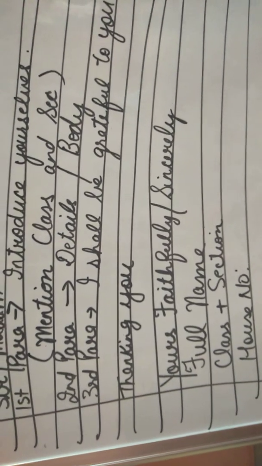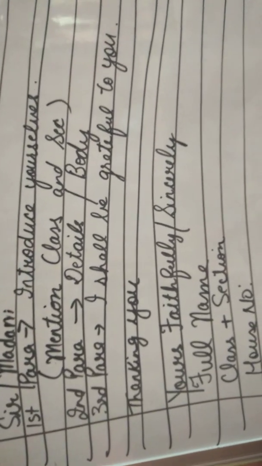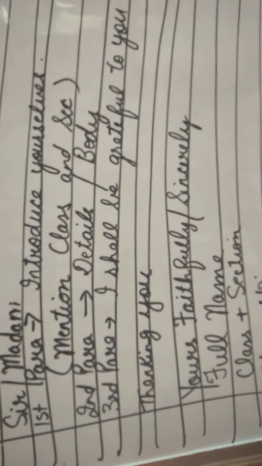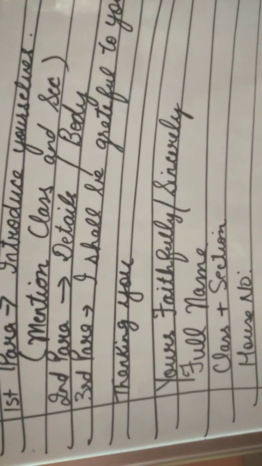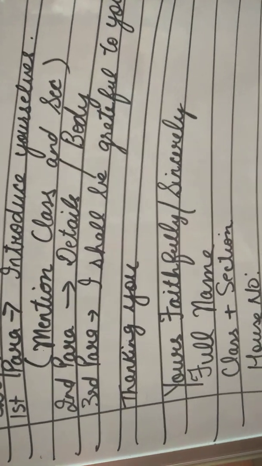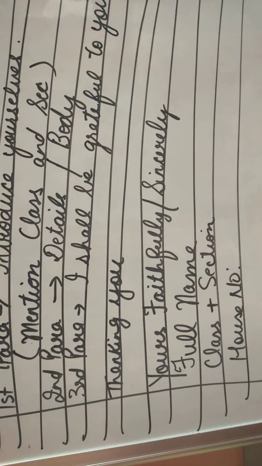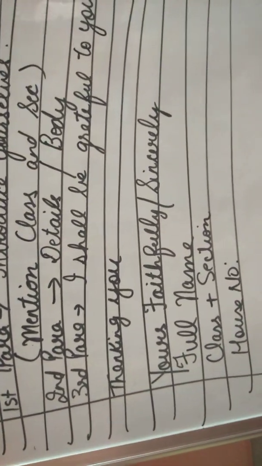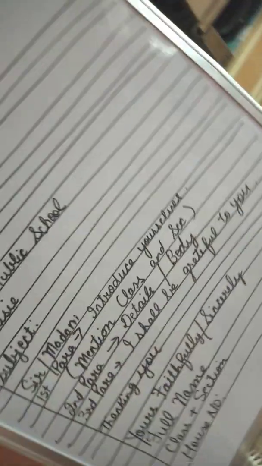Now this is not a personal letter, you cannot just write your first name because it is a very formal approach to the principal. So you have to write your full name. Full name means with your surname also, and then in the next line you will write your class and section, and you can also mention your house number at the end again. So this is actually the entire format of a formal letter.